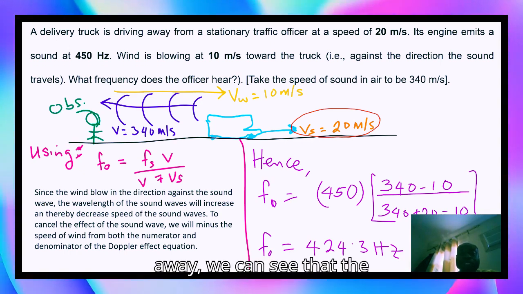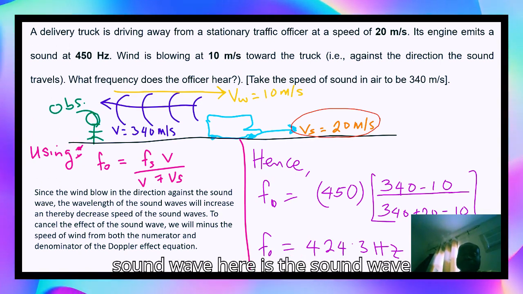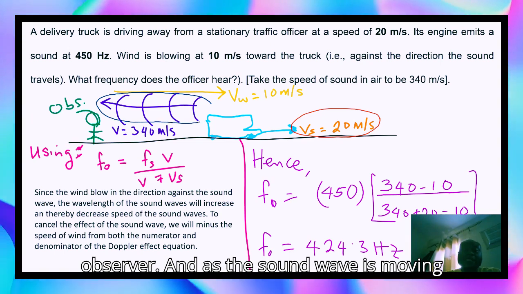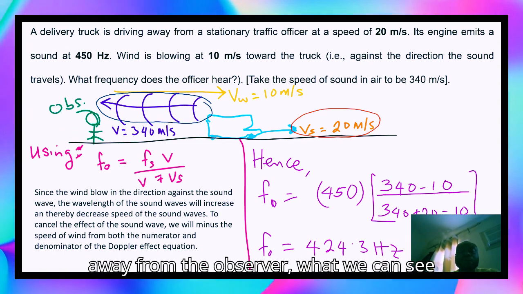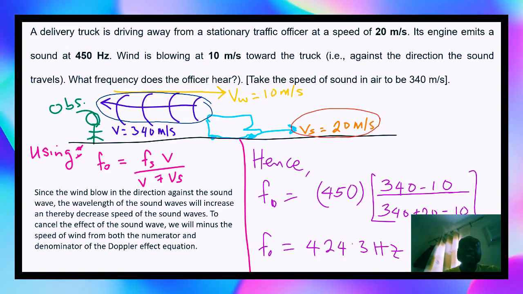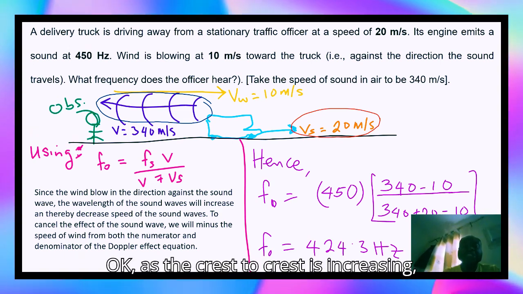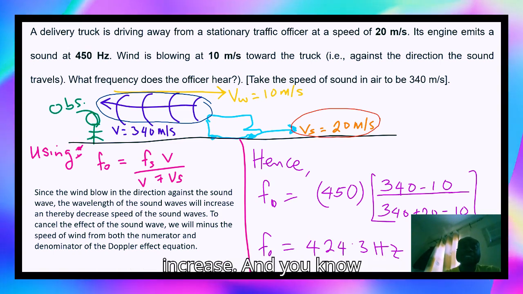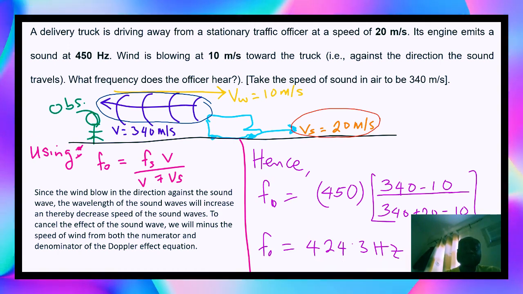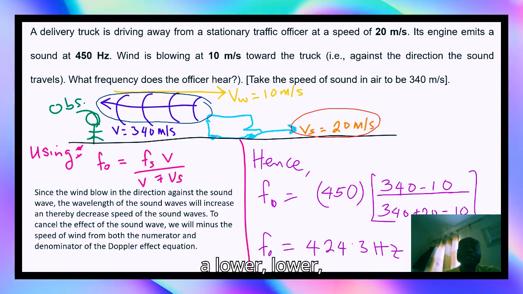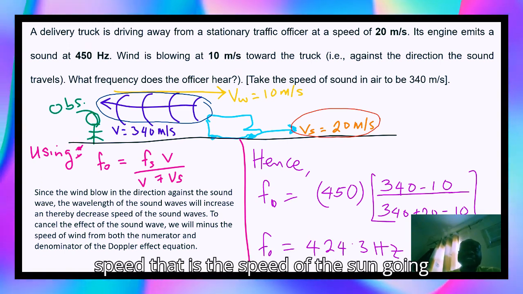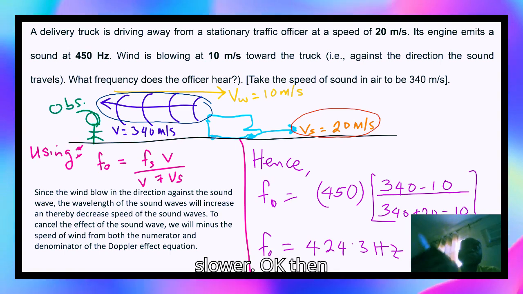Then as it's moving away, we can see the sound wave going away from the observer, and as the sound wave is moving away from the observer, the wavelength starts increasing, that is, the crest to crest is increasing. As the crest to crest is increasing, that shows that the wavelength will also increase. And you know what that means? Once the wavelength is increased, then we have a lower speed. That is, the speed of the sound going there will become slower.